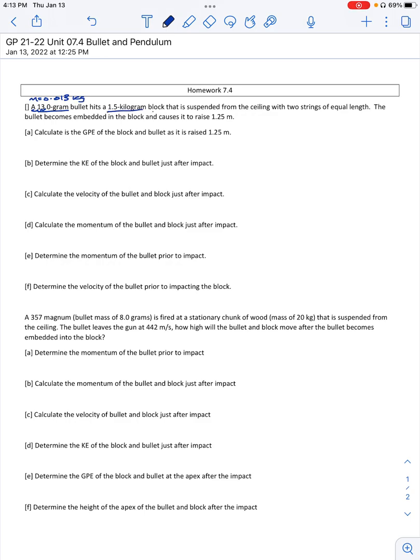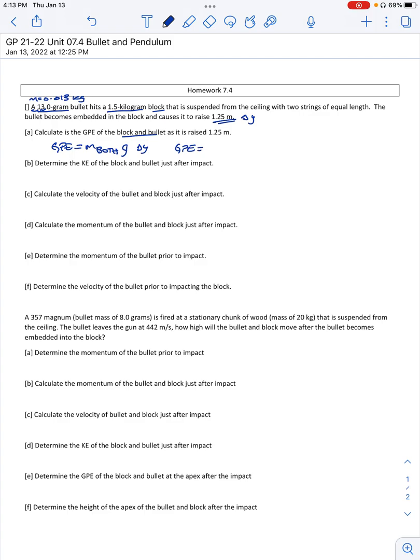All right, 1.5 kilogram block suspended from the ceiling with 2 strings. The bullet becomes embedded in the block, which causes it to raise that much. All right, because it's raising, that's going to be our delta Y. All right, GPE. So if it wants us to calculate GPE, that's going to be the mass of both of them times the gravity times our delta Y.